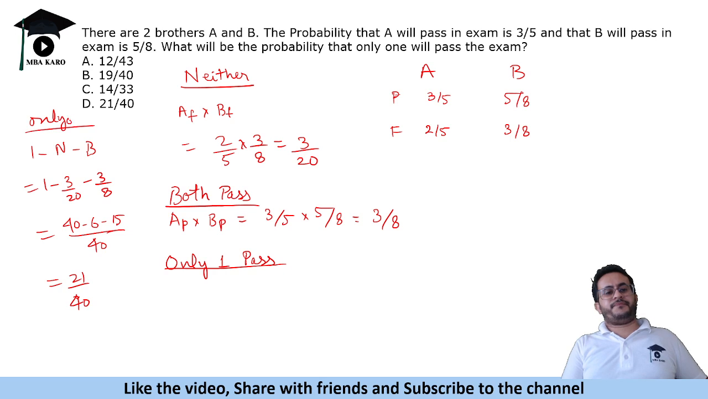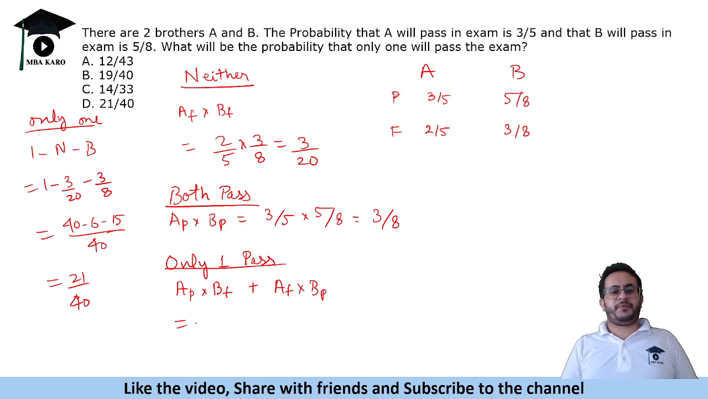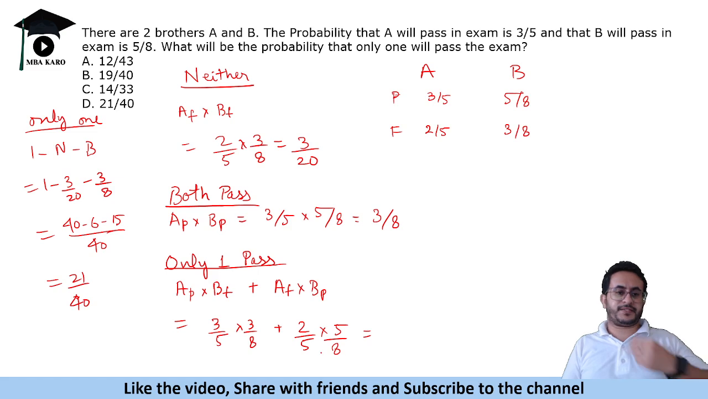The other way that we are going to do is A pass into B fail, and another scenario is A fails and B passes. So let's find these probabilities. A pass is 3 by 5 and B fail is 3 by 8. Second case is A fails, which is 2 by 5, and B passes, which is 5 by 8. Okay, so A fails and B passes. So this is 19 by 40.